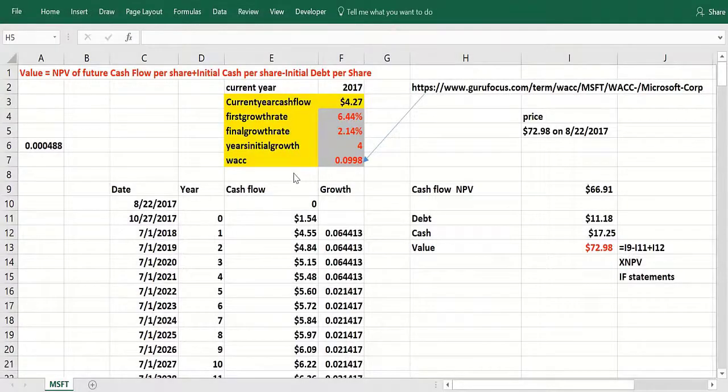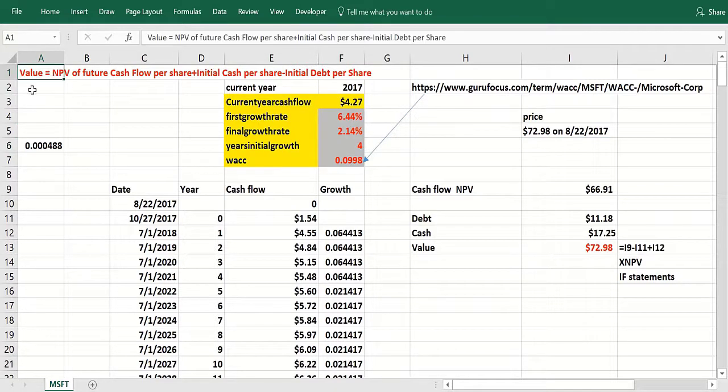In this very important video, we'll try and teach you how to determine if a stock is overvalued or undervalued. So our example will be Microsoft on August 22nd, 2017. The price was $72.98. So can you try and reverse engineer whether that price makes sense? Well, we got to teach you a little bit of finance.